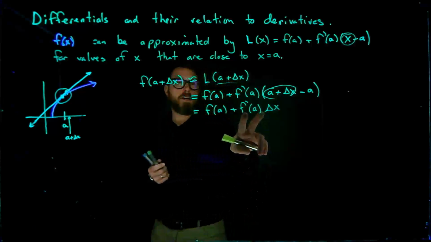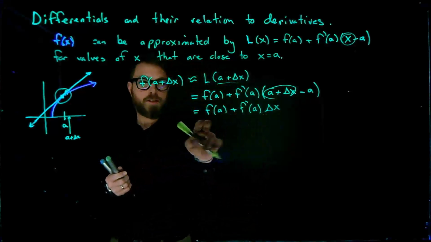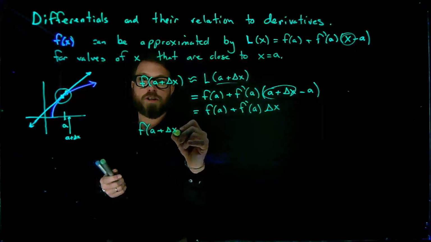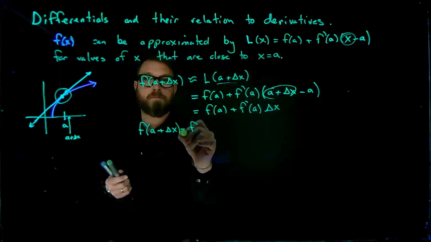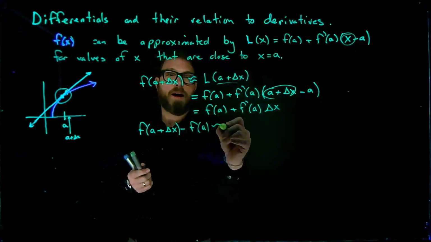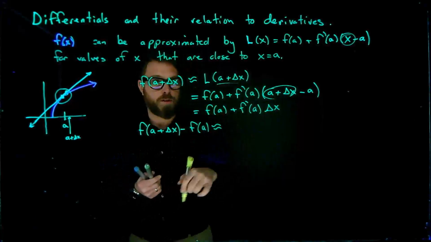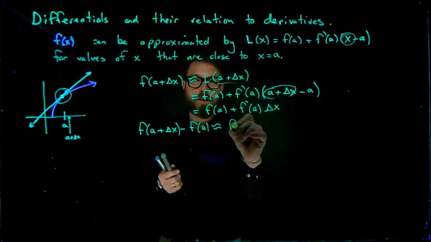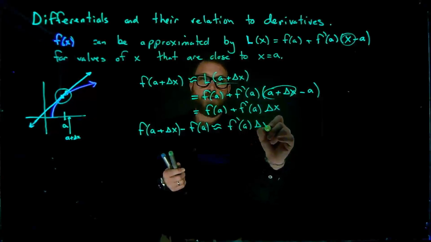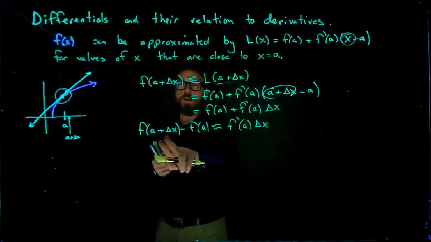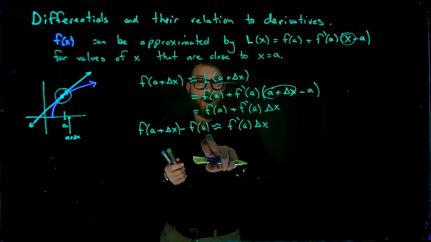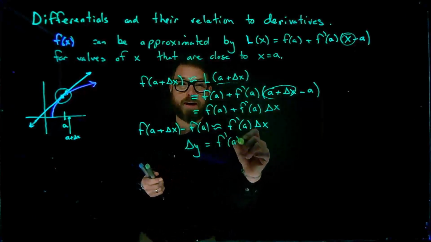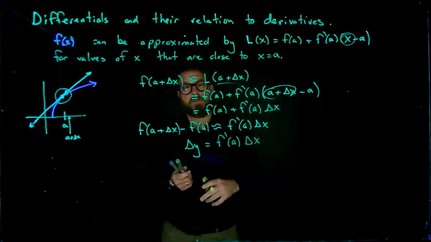Now I'm going to isolate this piece over here, so I'm going to send this to the other side. So, f of a plus your change in x minus f of a can be approximated by, remember there really is a squiggly, these things are equal to this L, but this approximation can be equal to f prime of a times your change in x. Now this is nothing more than your change in y, so your change in y is going to be equal to f prime of a times your change in x.